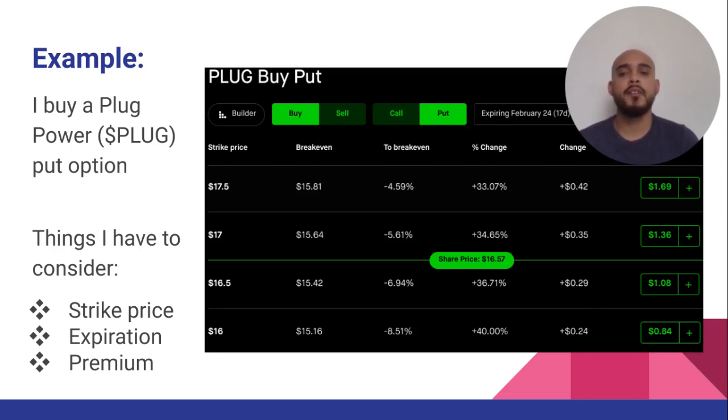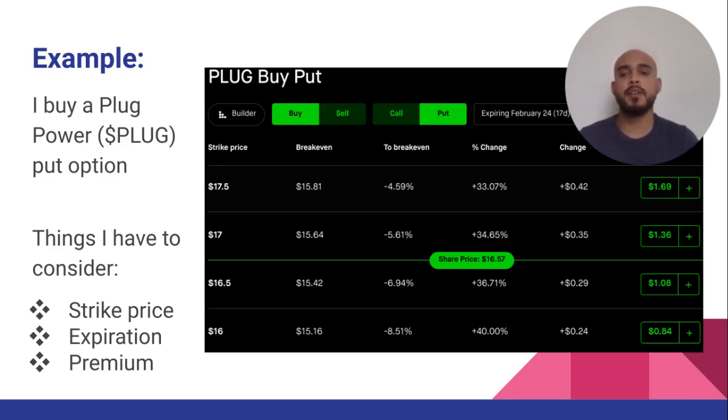The things I have to consider, just like calls, you've got to consider what strike price you want. Do you want it at the money, in the money, or out of the money? Do you want a short or long-term expiration or somewhere in the middle? And how much premium are you willing to pay for that contract?